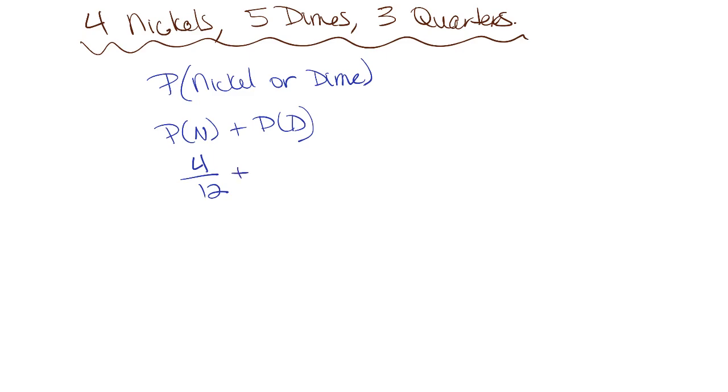Plus my dimes. How many dimes I got? 5 out of a total of 12. When I add fractions together, I need to make sure that my denominators are the same, and they are. So adding my numerators, I'm going to get 9 out of 12, which is going to reduce down to 3/4. So I have a 3 out of 4 chance of pulling a nickel or a dime out of my pocket, which would be, well, not approximately, I apologize, it would be 75%, right?